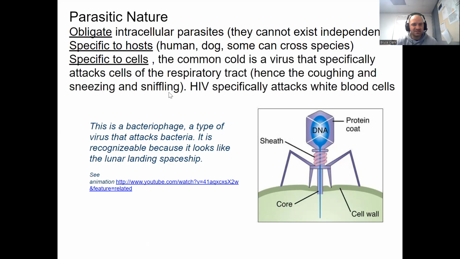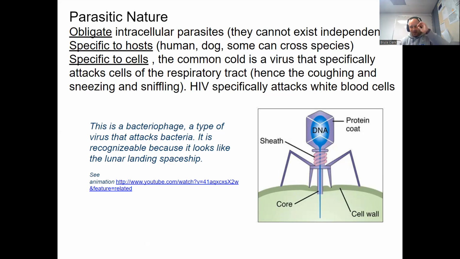And then lastly, viruses are specific to cells. The common cold is one that affects cells of your respiratory tract. Those are the cells that it attacks. That's why those are your symptoms: coughing, sneezing, sniffling. You're not expecting to be vomiting or having to go to the bathroom a lot with a cold, because it doesn't affect your GI tract. That's what the flu does. So you have these different areas that get affected by specific viruses.